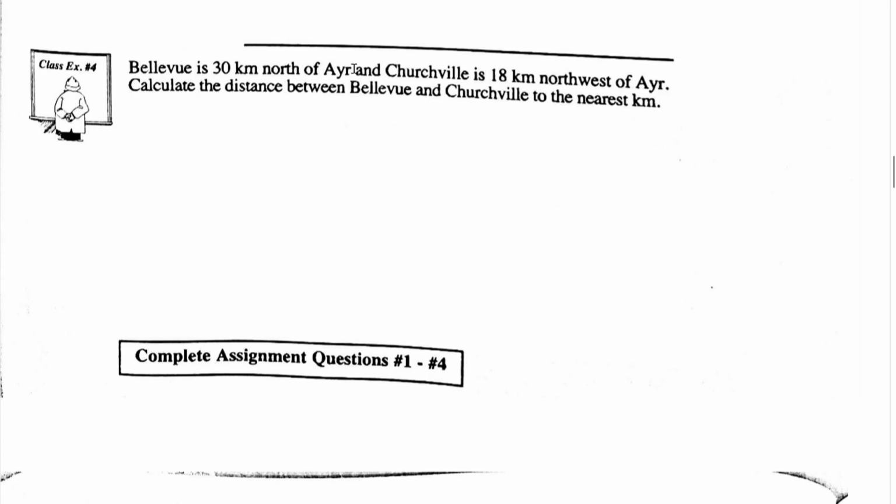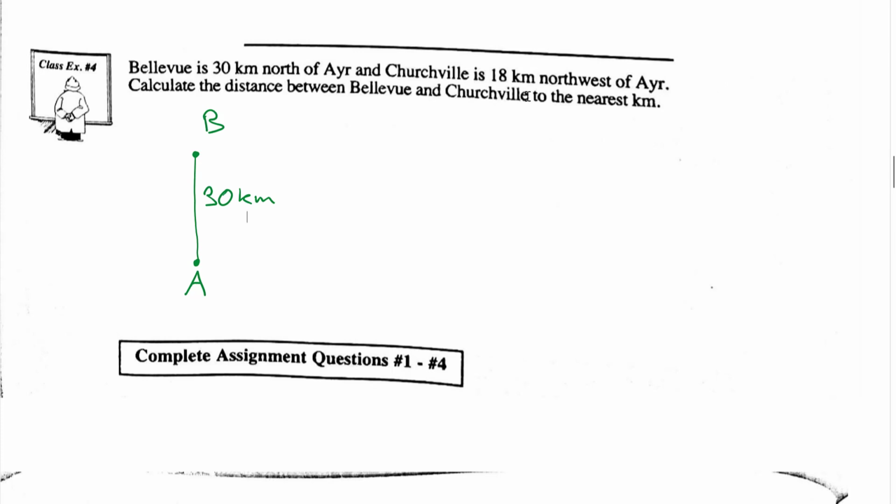It seems that the city of Ayr is the reference point, because they're describing the distance from Ayr for both Bellevue and Churchville. So I'm going to stick Ayr over here, and I'm just going to say A for Ayr. Bellevue is 30 kilometers north of Ayr, so Bellevue is going to be straight up here. I'm going to say B for Bellevue, and that distance right there is 30 kilometers.